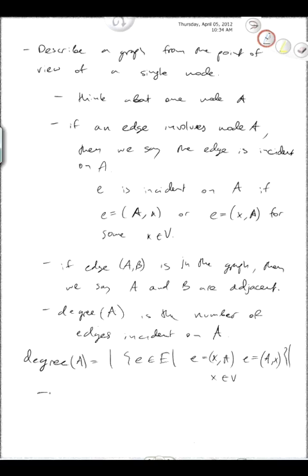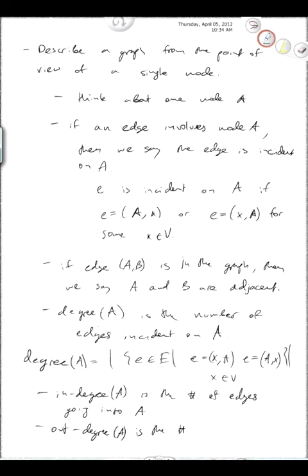Quite similarly, we might care if the edges are coming into A or going out of A, so we'll define in degree of A as the number of edges going into A, and out degree of A as the number of edges going out of A.